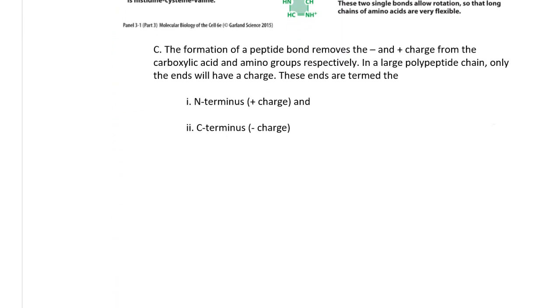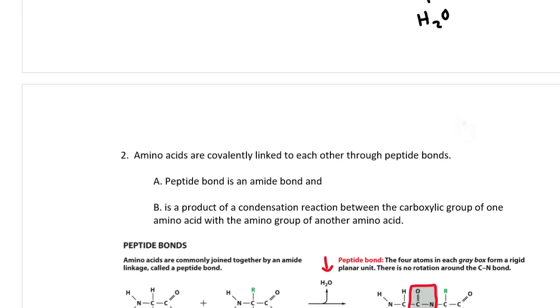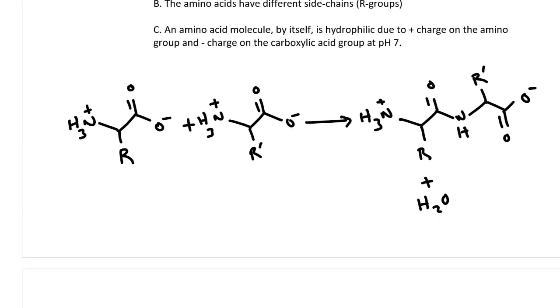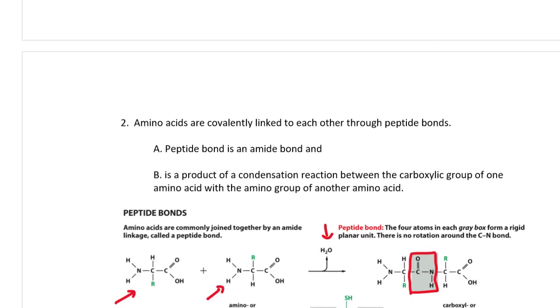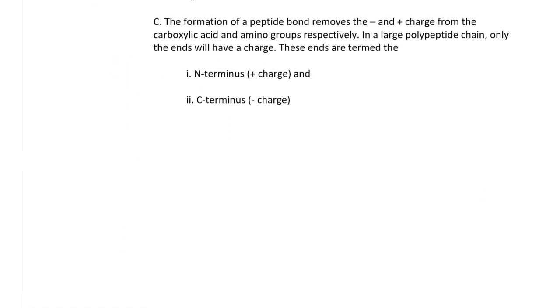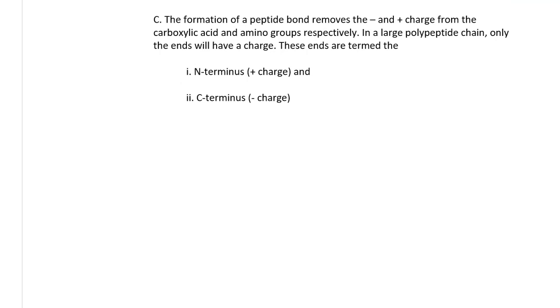Now the formation of a peptide bond removes the minus and plus charge from the carboxylic acid and amino group respectively. So what all that means is that if we go back and look, this minus charge and this plus charge are no longer there anymore. They've been removed when the peptide bond was formed. In a large polypeptide chain, only the ends will have a charge. These ends are termed the N terminus, the plus charge, and the C terminus, the minus charge.